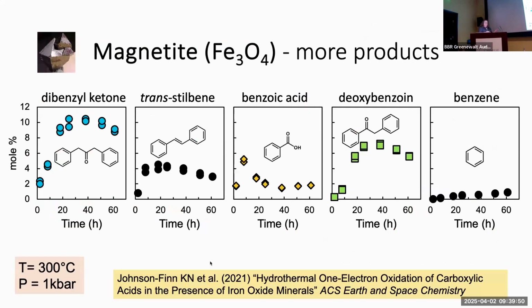When the mineral magnetite is present in these experimental mixtures, there ends up being more yield, in addition to the dibenzyl ketone trans-stilbene, down these additional product paths to form benzoic acid, deoxybenzoin, and benzene. I include this type of plot because benzoic acid, you can see, actually starts to grow in, and then it's very clearly consumed during that reaction.